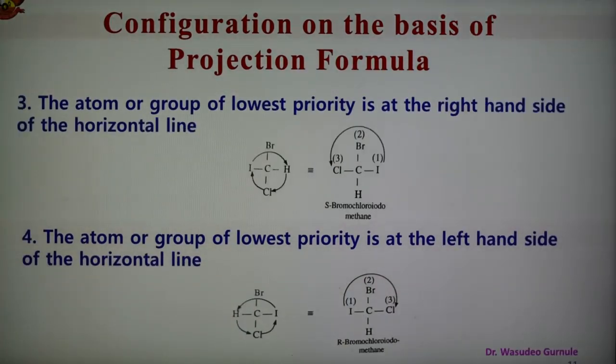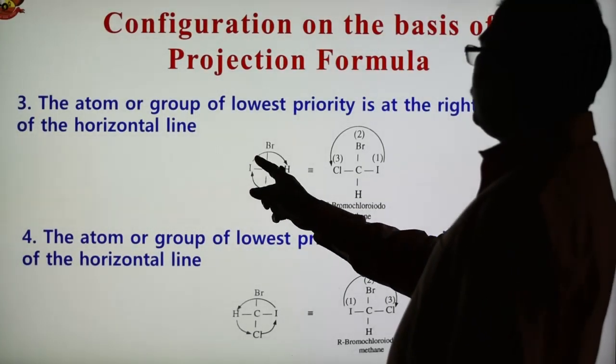In the third case, we can say that the atom or group of lowest priority is at the right hand side of the horizontal line. So in this case, change the position of the atoms or groups in clockwise direction so that the atom of the lowest priority comes at the bottom, but do not change the position of the atom at the top of the vertical end. Therefore, find the direction in order of decreasing priority, for example, in the case of CHBrClI representing the S configuration. So here, see now, this is I, Br, Cl.